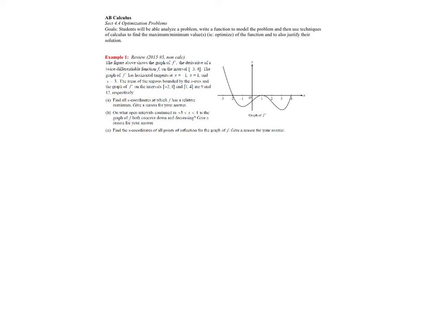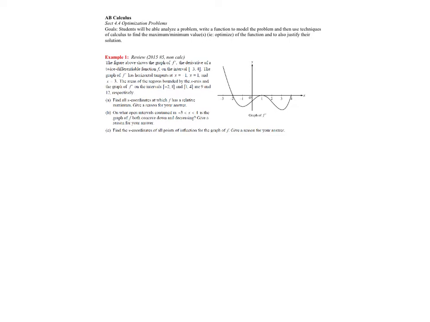Let's look at an example from 2015, number 5 on the non-calculator portion of the exam. The figure to the right shows the graph of f prime, the derivative of the twice differentiable function f. Whenever a problem tells you that a function is twice differentiable, that just tells you that the second derivative of f exists. On this interval from negative 3 to 4, the graph of f prime has horizontal tangents at negative 1, positive 1, and 3.